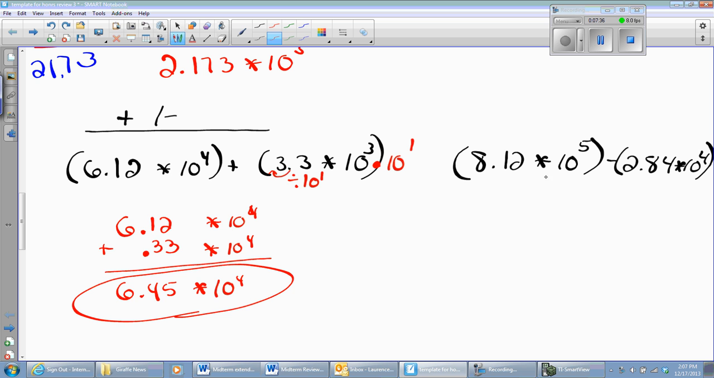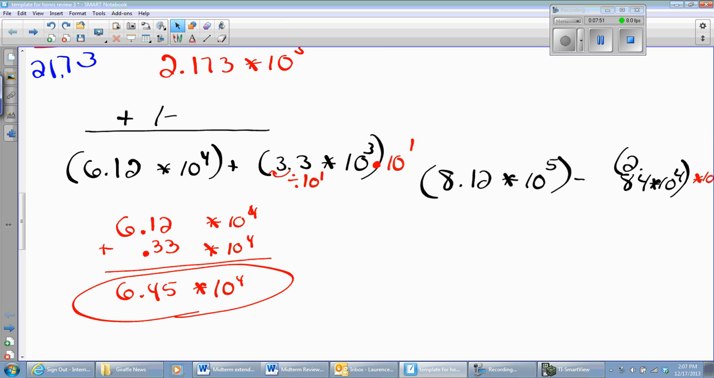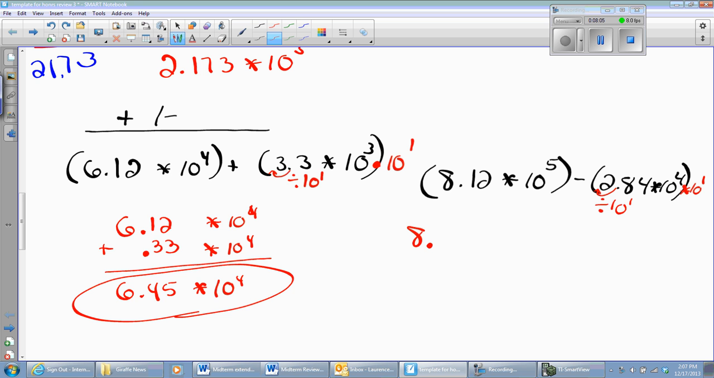All right, now this one is the same thing. I can't subtract right now, so I'm going to multiply by 10 to the first, and I'm running out of room. Oh dear. Let's move this stuff over. Okay, so I'm going to multiply by 10 to the first. And again, over here, I'm going to divide by 10 to the first, which causes the decimal point to move. So now I have 8, 12 minus 2, 8, 4. Okay, now I know they're both 10 to the fifth because of the manipulation I did.